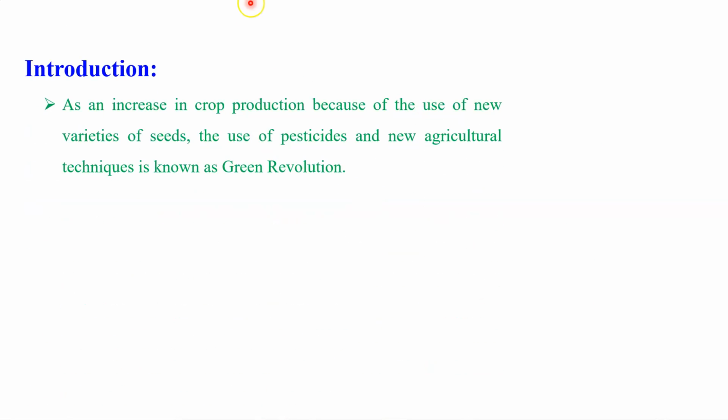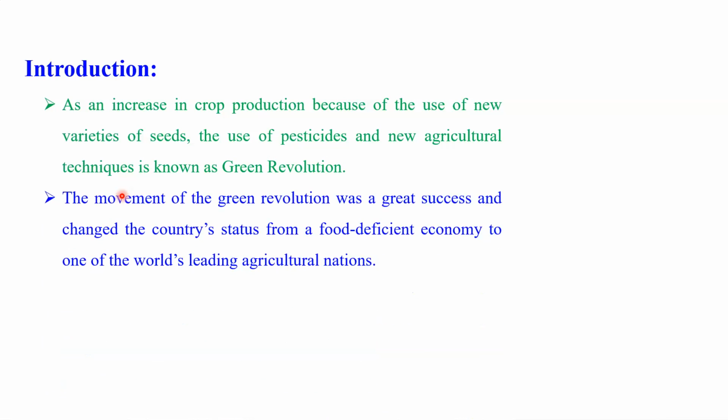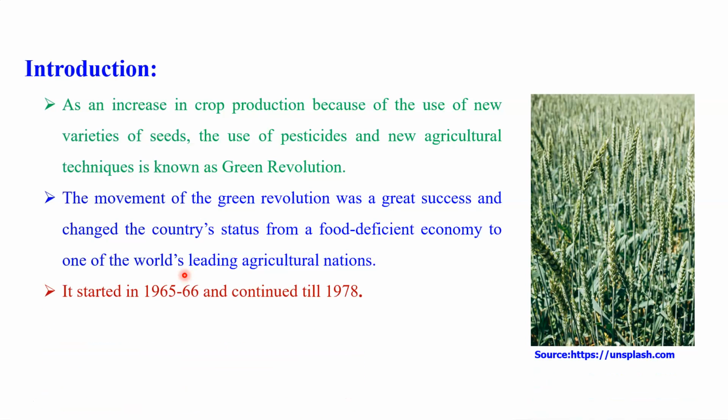Dear student, the increase in crop production because of the use of new varieties of seeds, the use of pesticides and new agriculture techniques is known as the Green Revolution. The movement of the Green Revolution was a great success and changed the country's status from a food deficient economy to one of the world's leading agriculture nations. Dear student, this was possible only due to the successful implementation of the Green Revolution program in India. It was started in 1965-66 and continued till 1978.